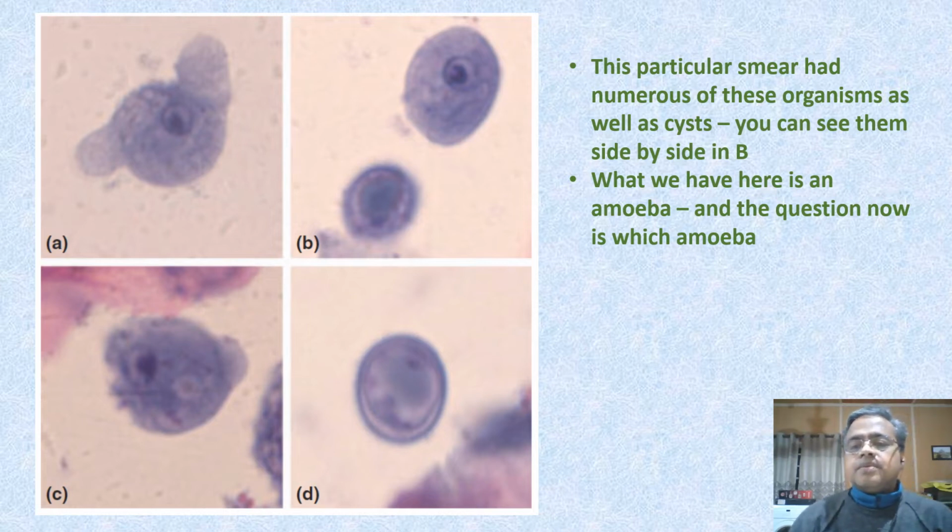This particular smear had numerous of these organisms as well as cysts. You can see them side by side in B. That's the organism, that's the cyst. What we have here is an amoeba. And the question now is, which amoeba?